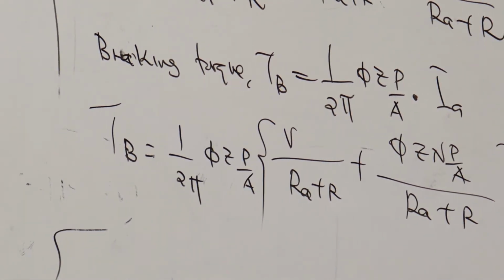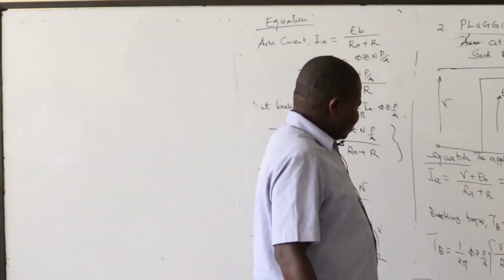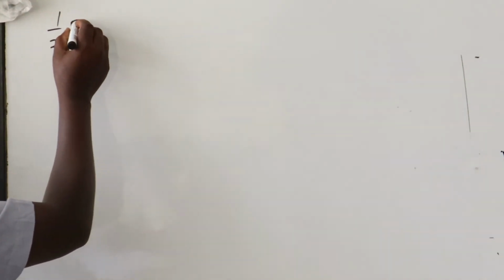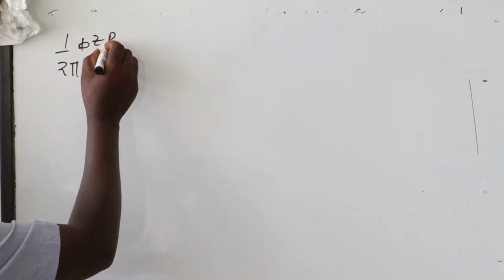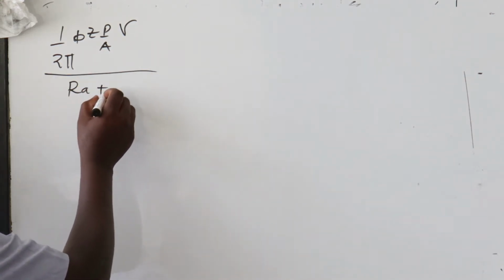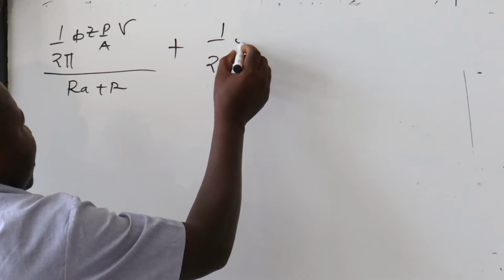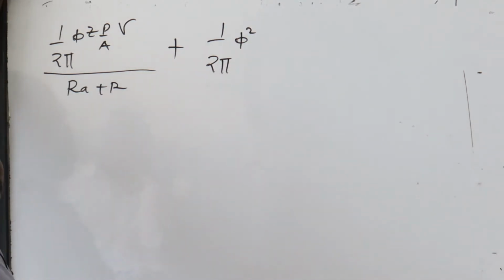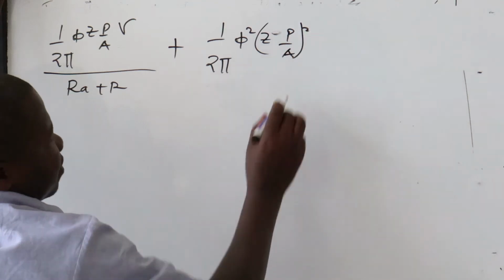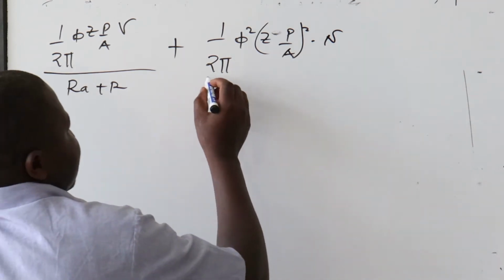So break that bracket. What will you have? Break that bracket as long as it is. So we now have 1 over 2 pi flux Z P over A V over RA plus R plus 1 over 2 pi flux squared Z squared P over A squared N over RA plus R.